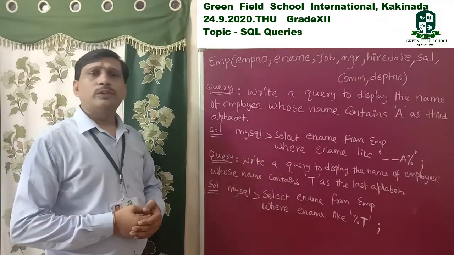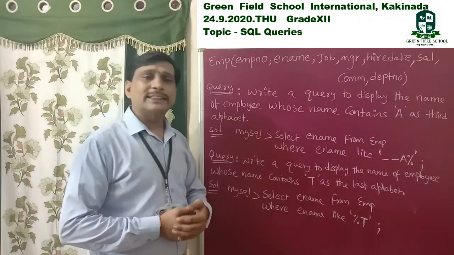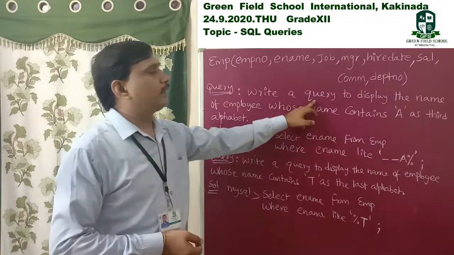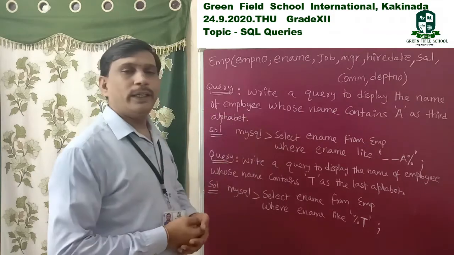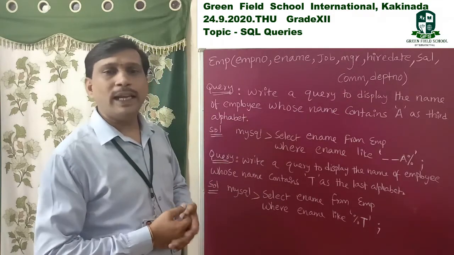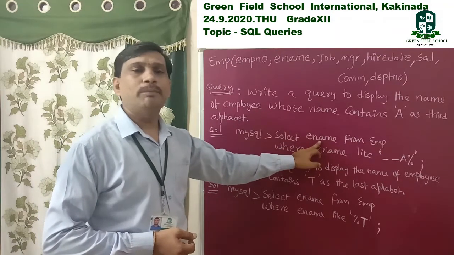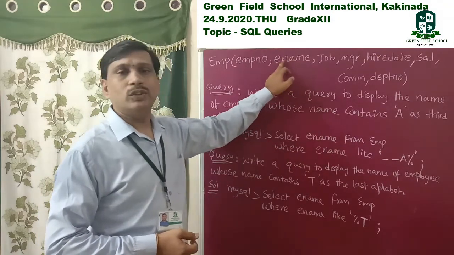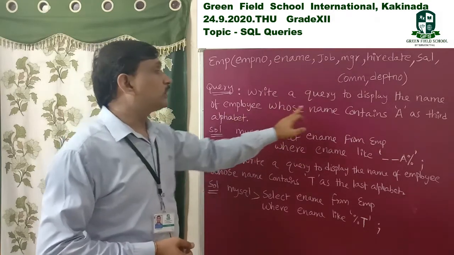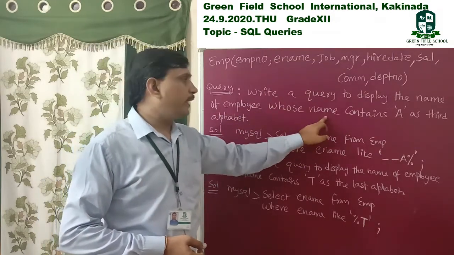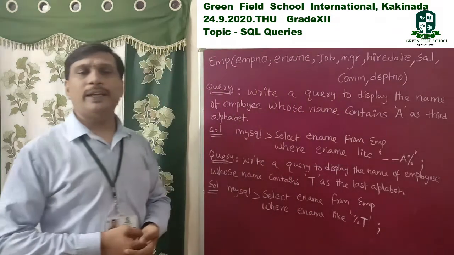Coming to the next query. Here they are asking for a query. Write a query to display the name of the employee. You display the name of the employee, so select name, name of the employee, whose name contains capital A as the third alphabet.